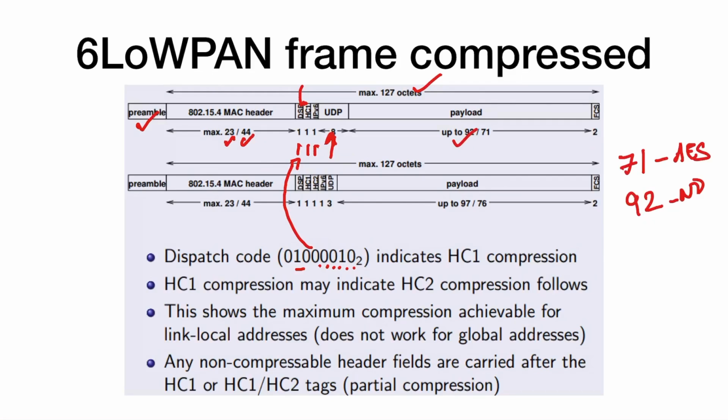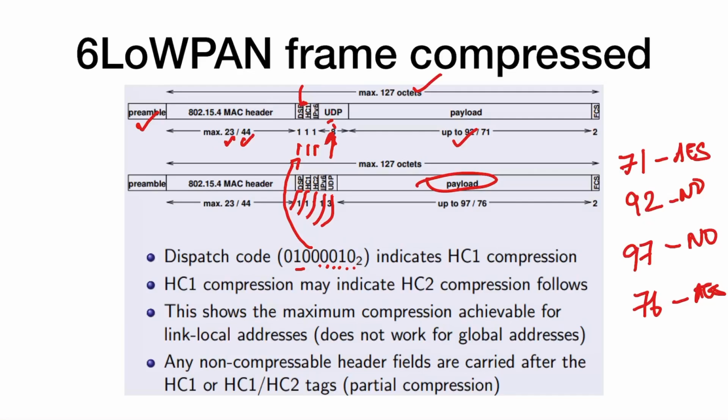Similarly, below that we have the next level of compression: dispatch code, HC1, HC2, IPv6, UDP. In that case we get 97 and 76: 76 with AES encryption and 97 with no security. So this is how it happens. Here the UDP has only 3 bytes, but earlier we had 8 bytes. So the remaining 5 bytes we allocate for the payload. This is what happens with compression in 6LoWPAN.